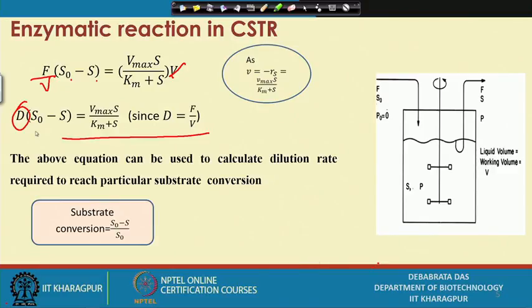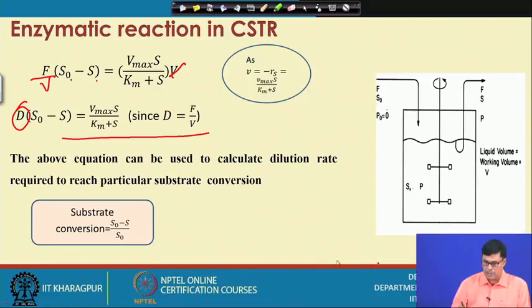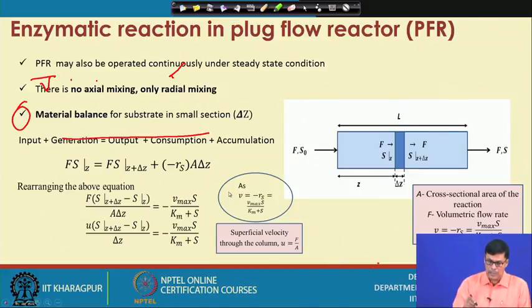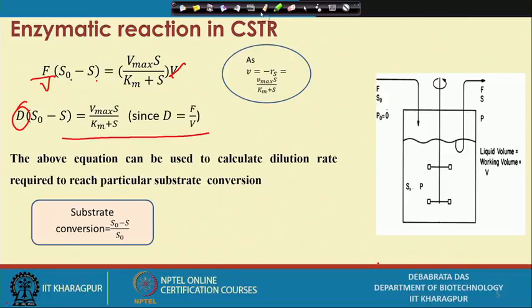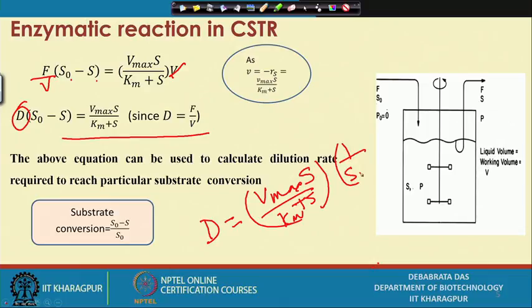Since the dilution rate is like this, 1 by D is the hydraulic retention time. From that I can easily find out what is the space time required in this reactor. How can we find out? Let me show you this. Suppose we can write D equal to Vmax S divided by Km plus S, am I right? Now, this is divided by S0 minus S.